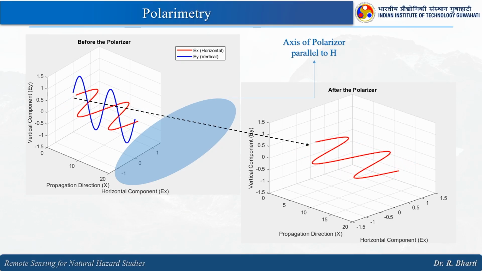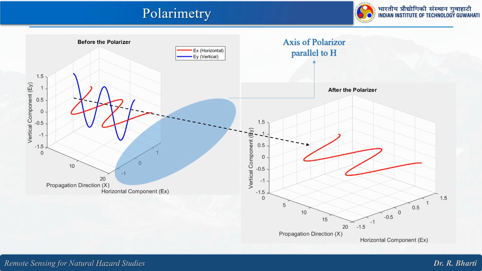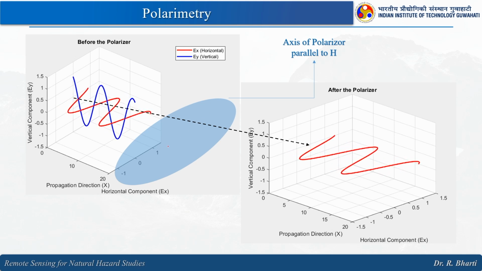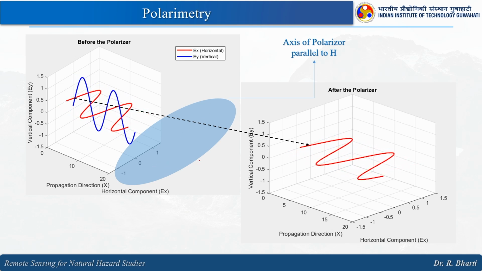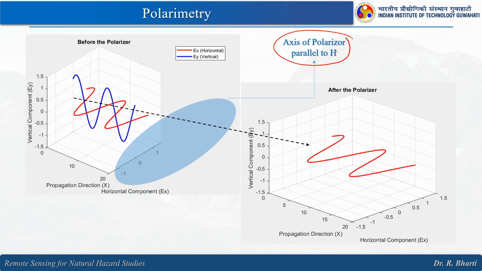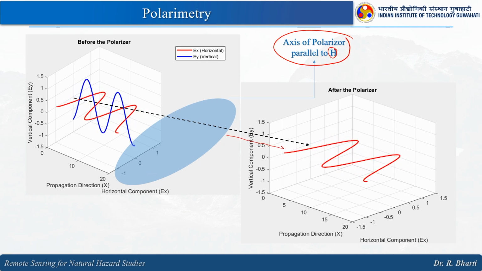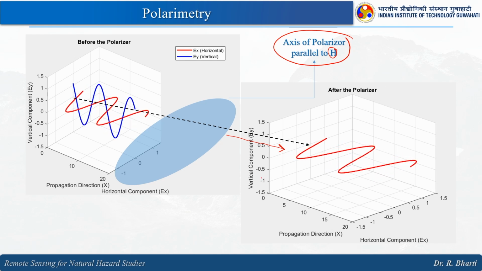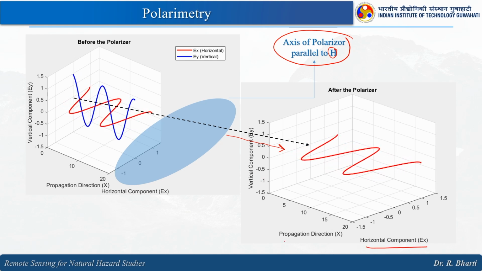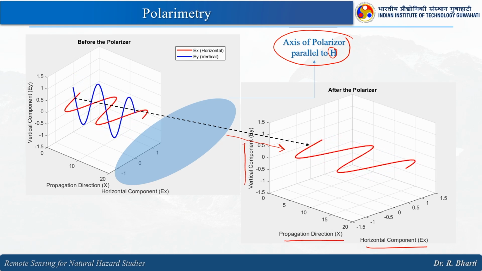So, in this particular slide you can see how the wave is propagating, right. Now, once you put the filter, this is the axis of the polarizer parallel to horizontal, this is H, right. So, what will happen? The resultant will be like this. So, you are removing one field, right. This is the horizontal component, this is the propagation direction, and this is the vertical component, right.